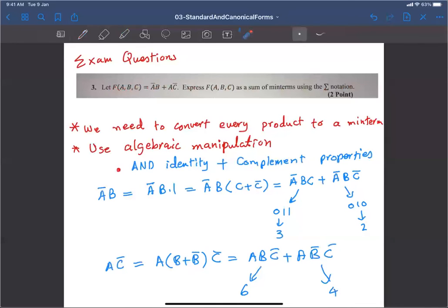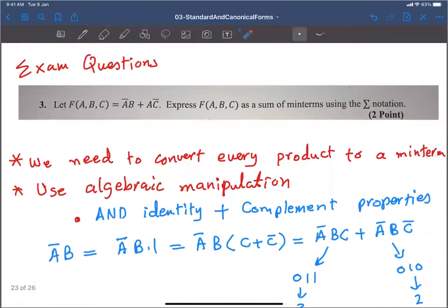This is a question to you. Is F given in canonical form? The answer is no. Why? Because, for example, C is missing from this product here. Or you can say B is missing from this product. So for at least one of these reasons, F is not in canonical form, but it is in standard form, and it is in sum of products form, okay?